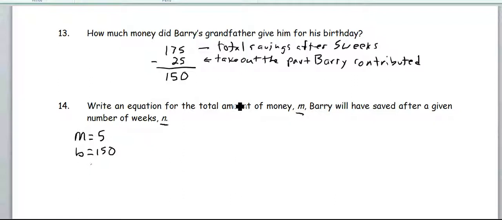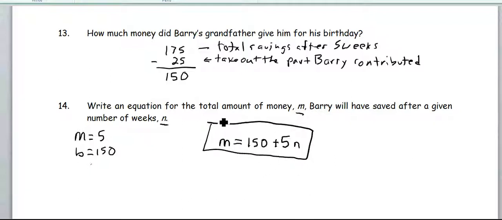The total amount saved depends on the number of weeks that Barry puts money in. So if the total amount depends, it is the dependent variable, which means it's going to go in place of the Y. The dependent variable money is $150 that he began with, B for began, plus the $5 per week, and I would like to use W, but we're using N. That's what the problem tells us. So here is our equation.